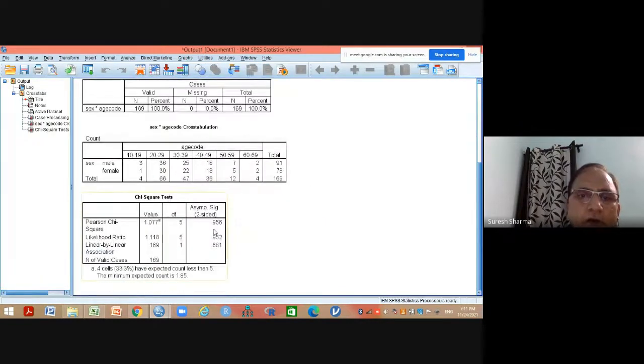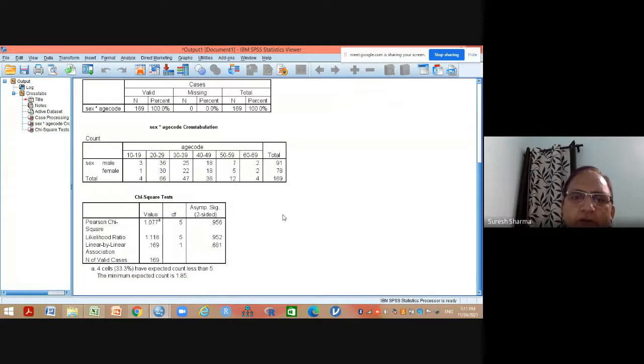Check this. This is a larger table. You see 10 to 19, 20 to 29 and so on. So you can see here, this is the p-value. What is the p-value here? Can you read from this table? Yes, sir. 0.956. Is it less than 0.05? More than 0.05? More than, obviously. More than means there is hardly any difference between the distributions according to the age code. That means H0 is accepted. So sex distribution is independent of age code.